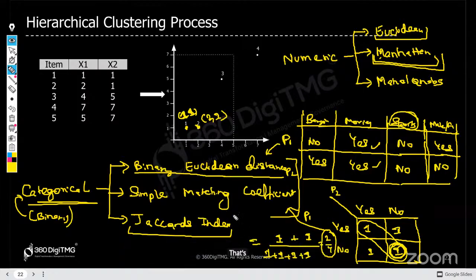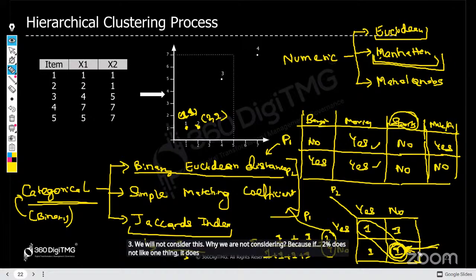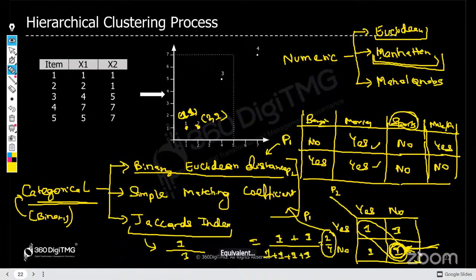That's why in Jaccard's index, we will remove this no. We will only consider all these three. So when it comes to Jaccard's, how many yes, yes are there? We are having one, divided by the total number of data points: one, one, one, three. We will not consider this. Why are we not considering it? Because if two persons do not like one thing, it does not mean that these two persons are equal. This is what happens in Jaccard's index.